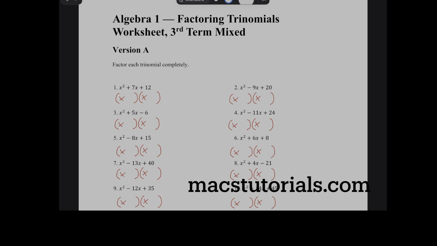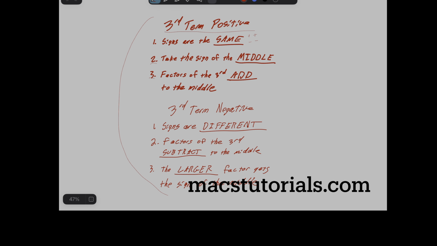You're going to want to go back to maxtutorials.com, where I break this up as to what you do when the third term is positive and what you do when the third term is negative. And I have different rules for that, and I did them all on this whiteboard. When the third term is positive, the signs are the same. You take the sign of the middle number. The factors of the third add to the middle. None of this is going to make sense to you if you didn't watch those videos, so please go back and do that. I'm going to admit this is different.